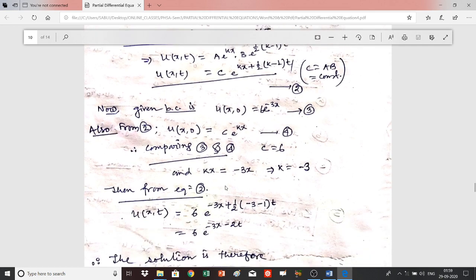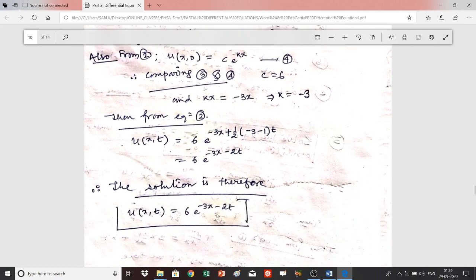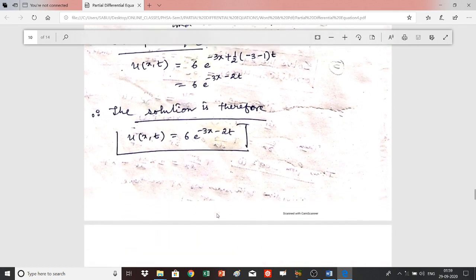So now writing this value of c and k in the general solution of u, that is u(x,t) is equal to 6, c is replaced by 6, e^(-3x) plus half into minus 1 into t, that will give you 6e^(-3x-2t). So the solution is this. This is the complete solution.